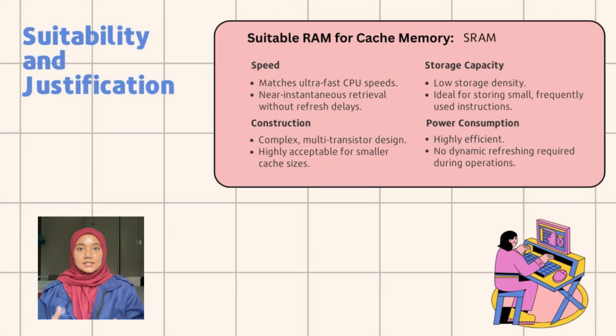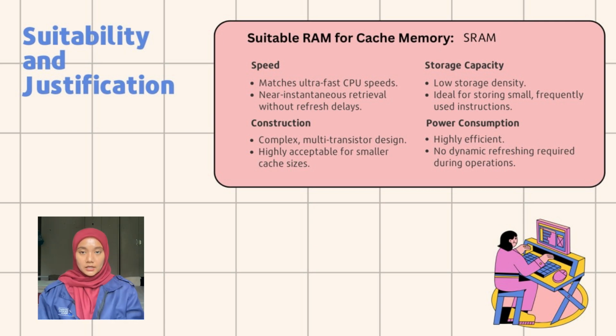Now, let us decide and justify which type of RAM is most suitable for cache memory and main memory. First, for question A, which is cache memory, the most suitable type is static RAM. Let me justify this choice based on 4 important criteria.